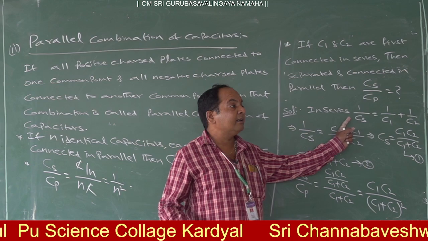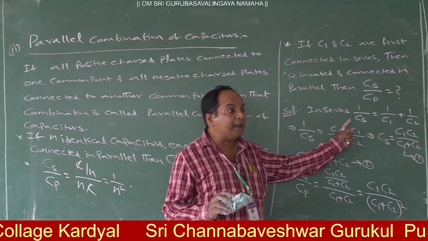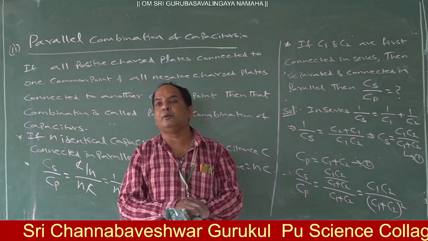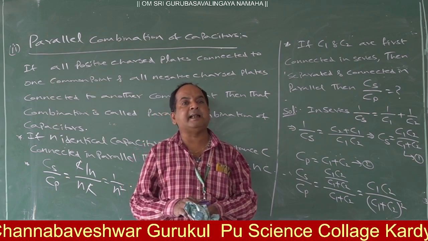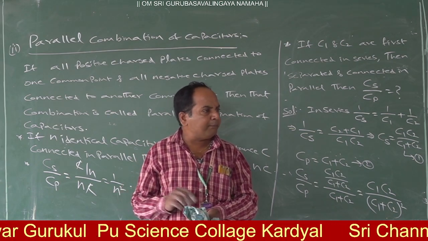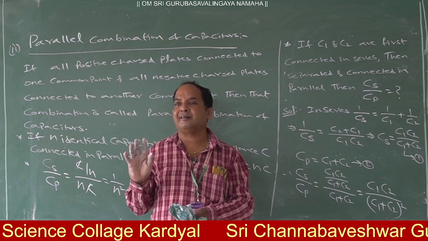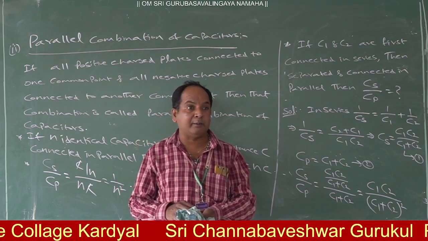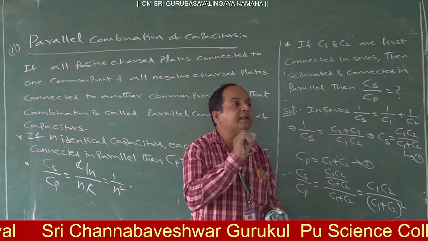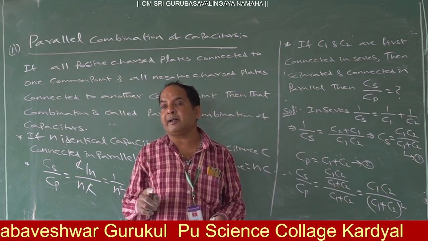What is that? 1 by Cs, not Cs. After finding that, to get Cs you should take the reciprocal. Suppose 1 by Cs you got 4 by 3, then Cs is 3 by 4. Remember that. Generally some students find up to here, and on the left side they write Cs, and the answer will come wrong. So for that, what should you remember?